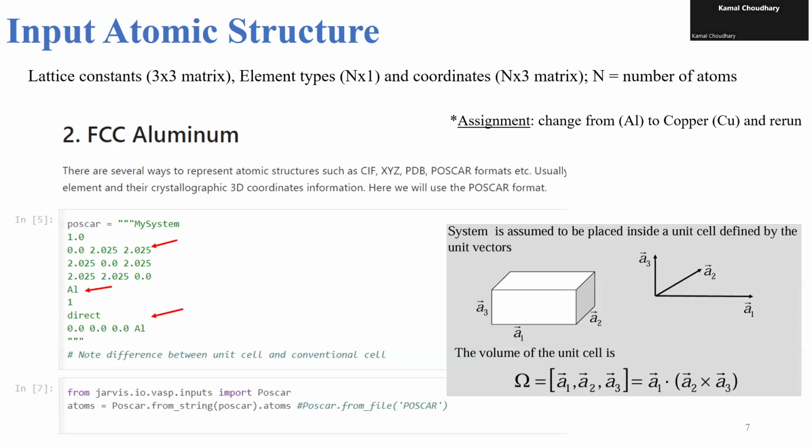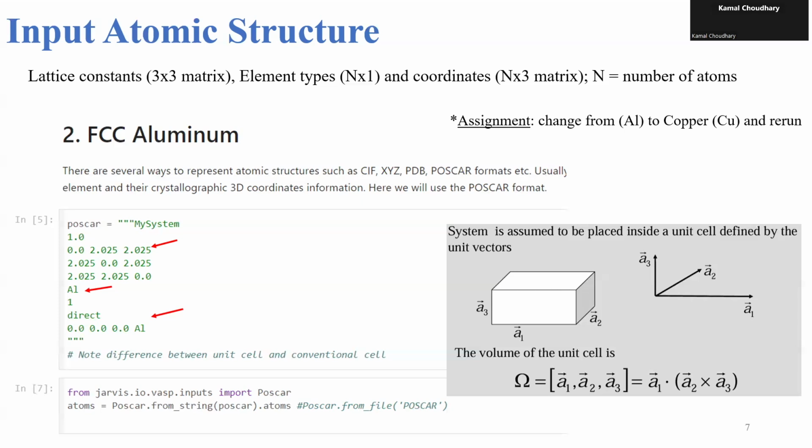In the POSCAR format, the first line is "my system". It can be any header, just a comment or name. You can choose my system or aluminum or whatever you want to give. That's a header. Then 1 is a scaling factor, usually 1. And then you can see a 3 by 3 matrix, 0, 2.025, 2.025, the next row and the next row and so on. That is called the lattice matrix that we talked about, 3 by 3.